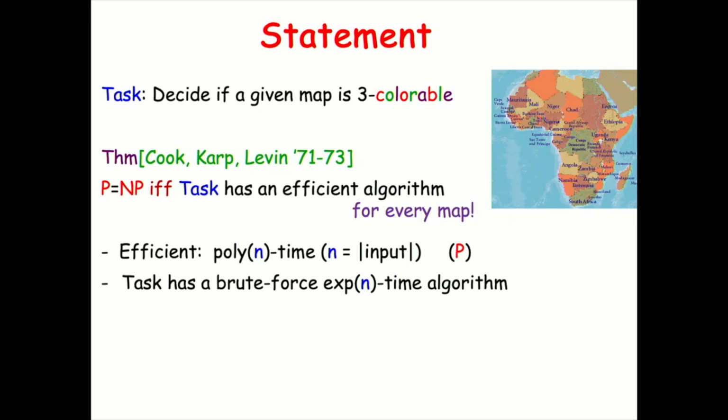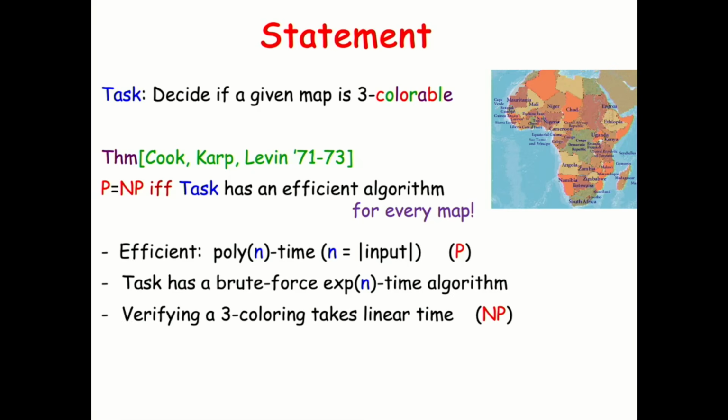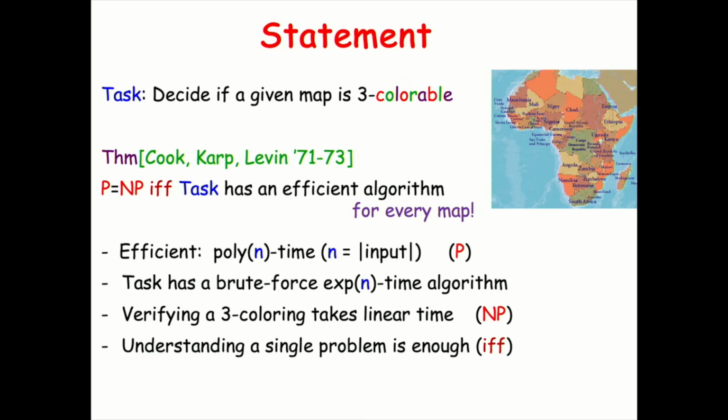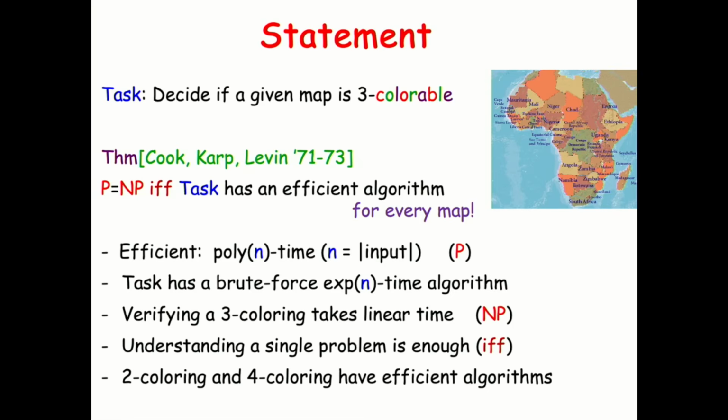Just note that an exponential time solution is trivial. You just try all possible colorings, but of course this is too slow. The NP comes from the fact that this problem has simple verification. If you give me a coloring, I can easily check whether the coloring is legal. The "if and only if" there says that this question about complexity classes P and NP reduces to just understanding this simple problem, and we'll talk about NP-completeness later.